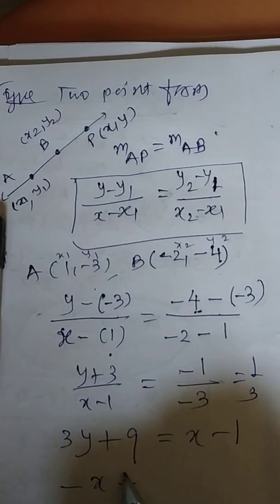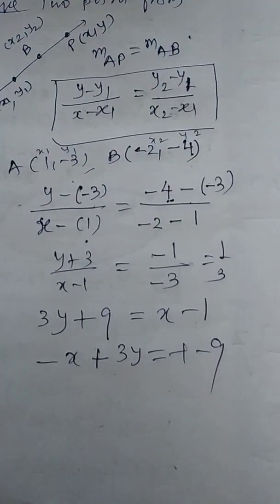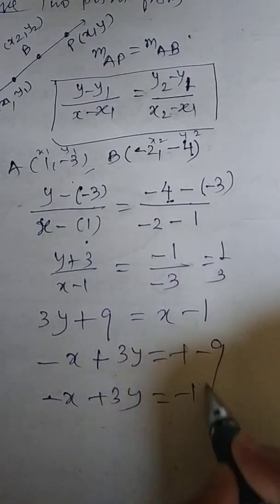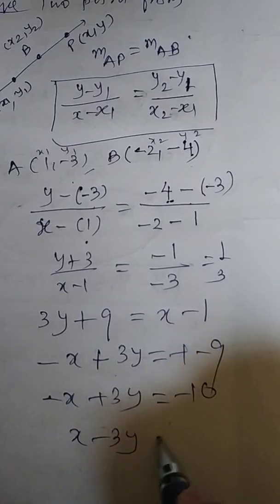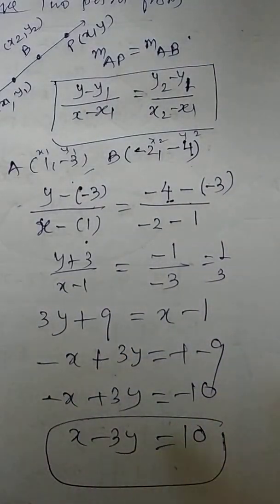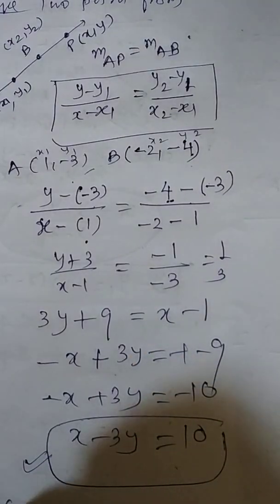If you shift, you will get minus 1 minus 9. Further simplify. So you can write this is nothing but the equation of the line. Now my question is, is this answer correct? You know how to verify. Put 1 and minus 3 over here. Replace 1 and minus 3.